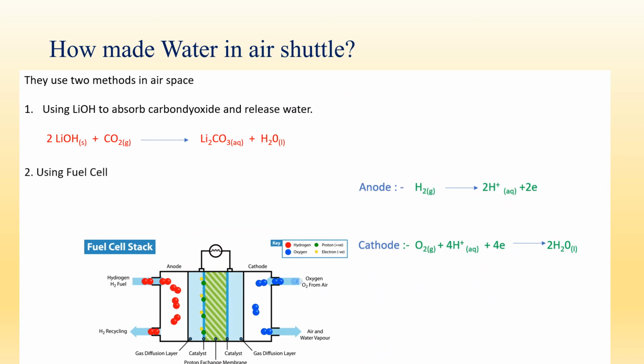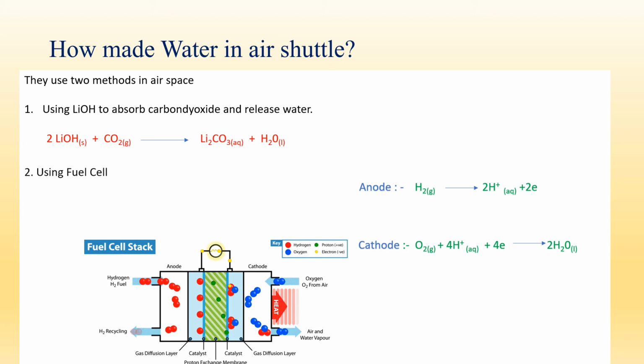Let's move on to the second case. How is water made in an air shuttle? They use two methods in airspace. The first method uses lithium hydroxide to absorb carbon dioxide and release water. In this reaction, you can see lithium hydroxide reacts with CO2 to give lithium carbonate and H2O.